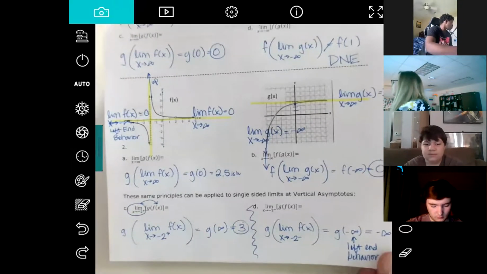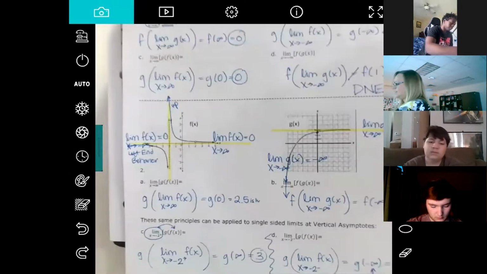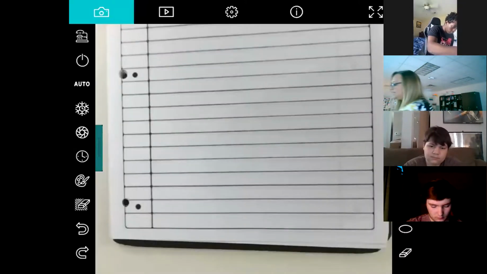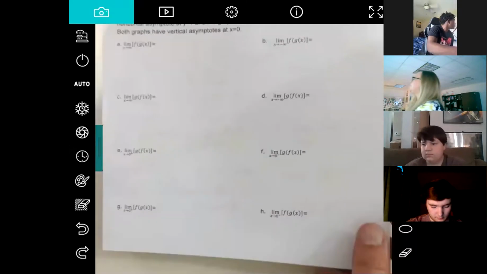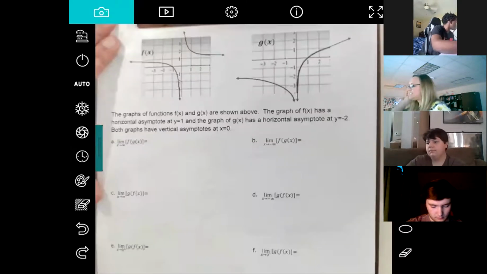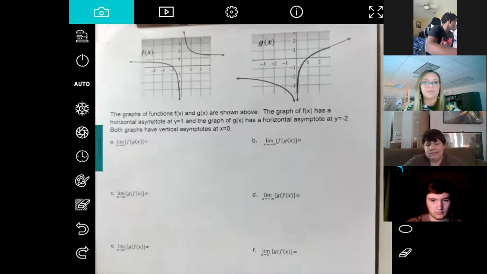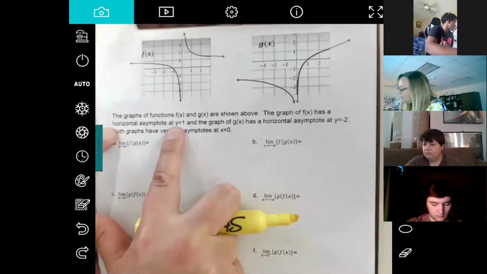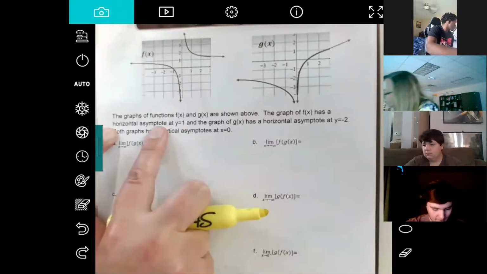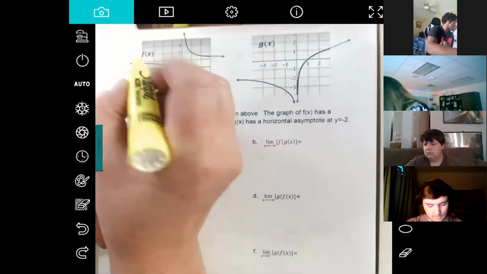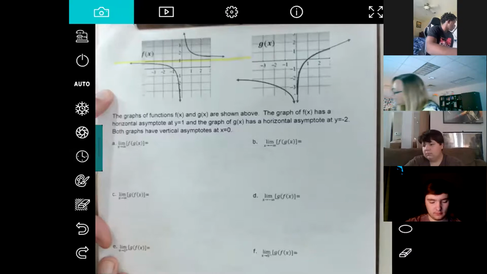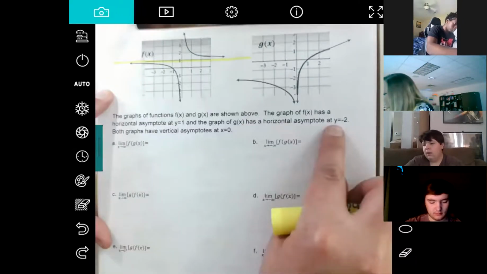So you are working on this last question, okay? And you'll notice that this is what they do on the AP test: they would tell you in the question where the asymptotes are. For example, here it says f of x has a horizontal asymptote at y equals 1, so that's right here. So I know I have an asymptote there. And then it says g of x has an asymptote at -2.